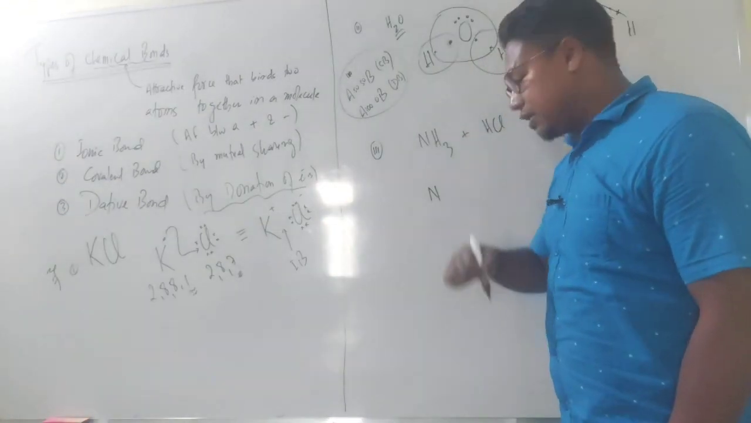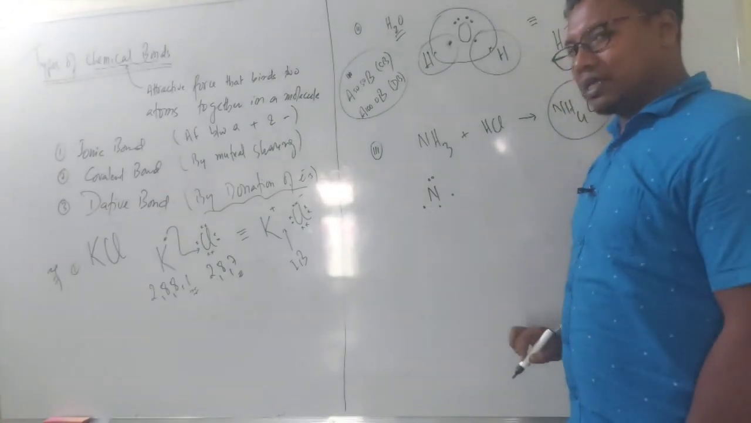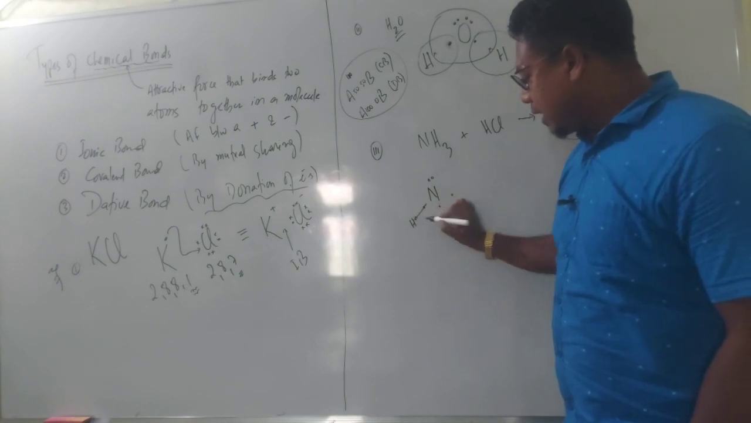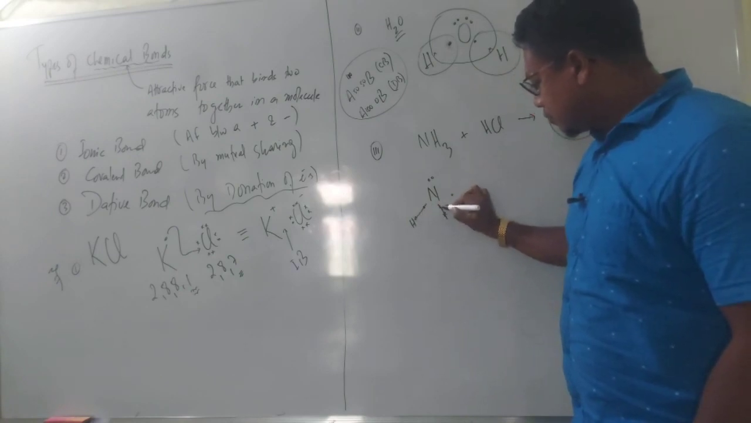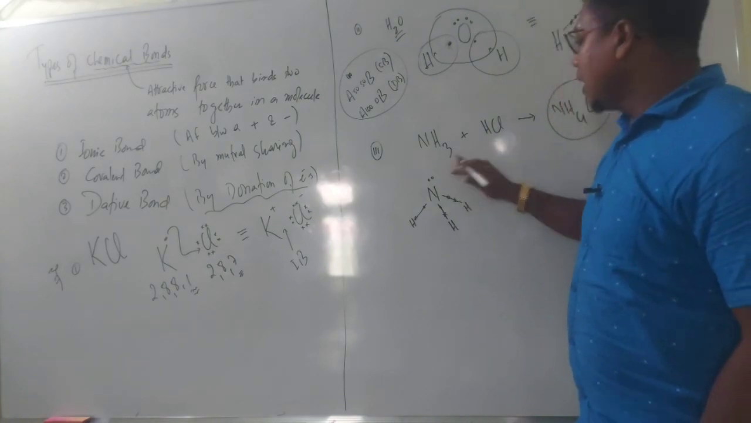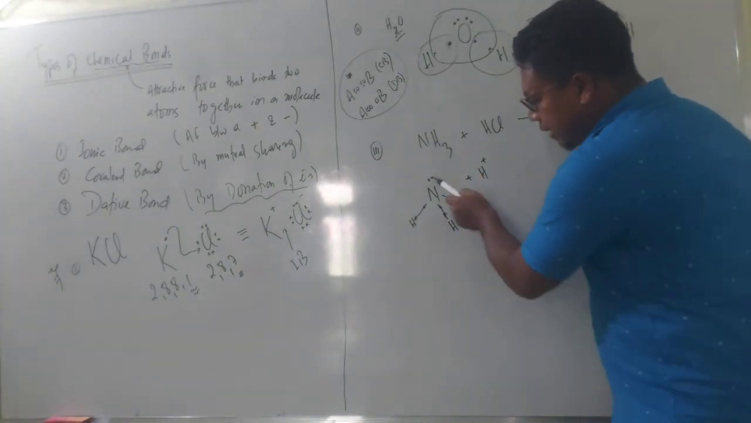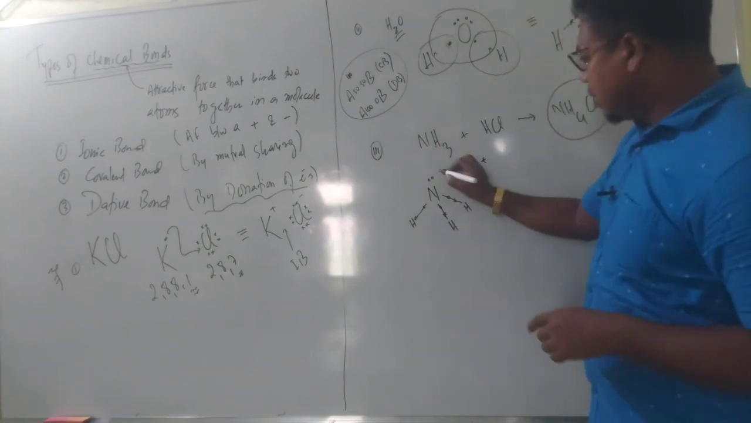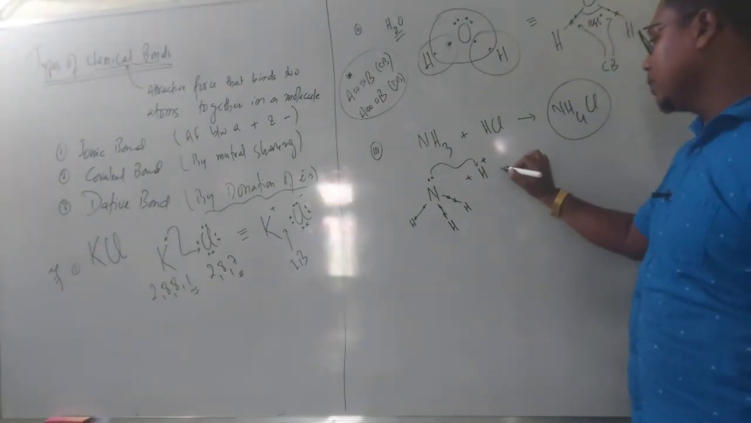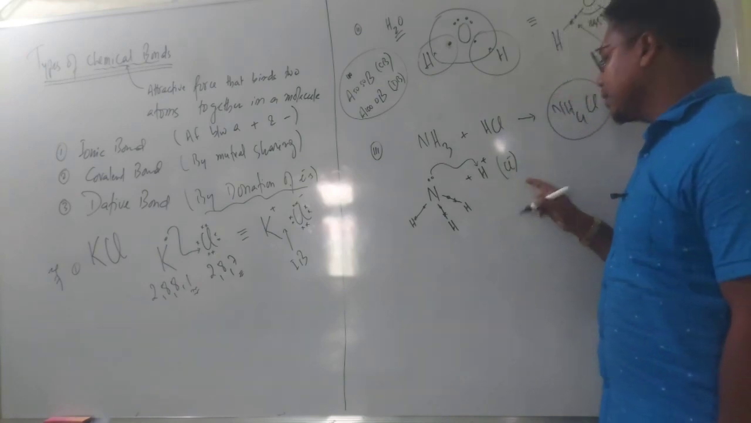in ammonia nitrogen is a central atom, so nitrogen has 5 valence electrons like this. So these 3 electrons make 3 covalent bonds with hydrogen atoms like this. Okay, and if it is reacted with H plus from HCl, this nitrogen will give its electron to this hydrogen plus to form a dative bond. And remember there is another chloride ion here.